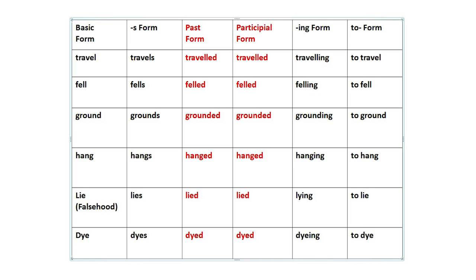Let's go to the word lie. Lie means to say something you know is not true, a falsehood. It's a regular verb because to form the past and participial form of lie, you simply add D to the basic form. The next word is die. Die here means to change the color of something, your hair, your cloth, with a chemical. So to form the past and participial form of die, simply add D to the word die. So that is about regular verbs.